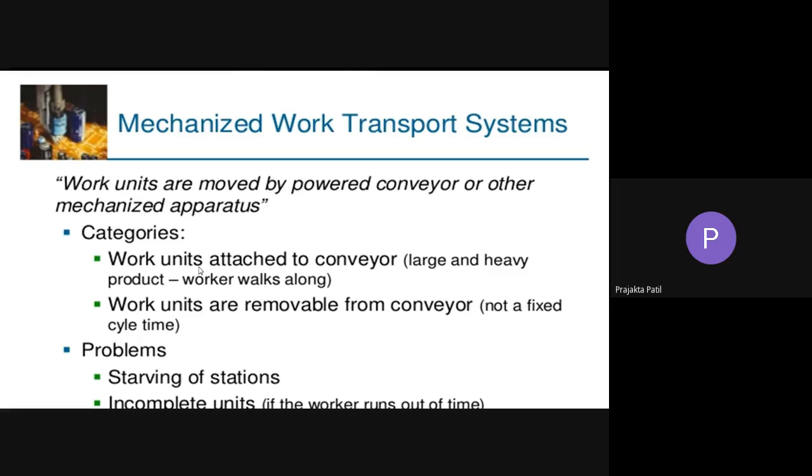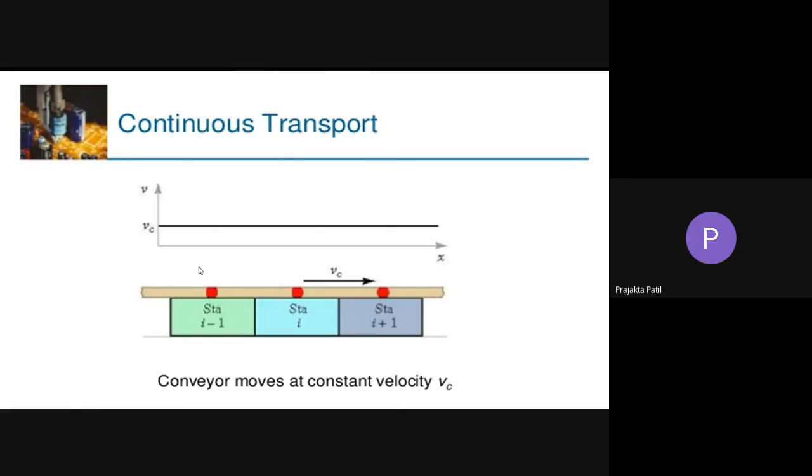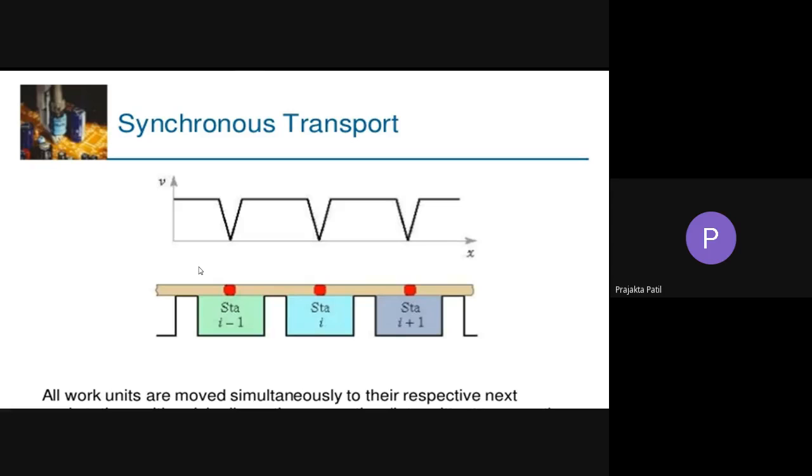These systems can be designed to provide either a paced or an unpaced operation on the line. So you can set the pace at which the part has to be moved, or it could be unpaced. The three major categories of work transport system that we have already come across are continuous transport, synchronous transport, and asynchronous transport. As we have already known what is continuous, synchronous and asynchronous, and we have also seen the graphs with respect to this, I'm not going to repeat the mechanized work part transport systems here.